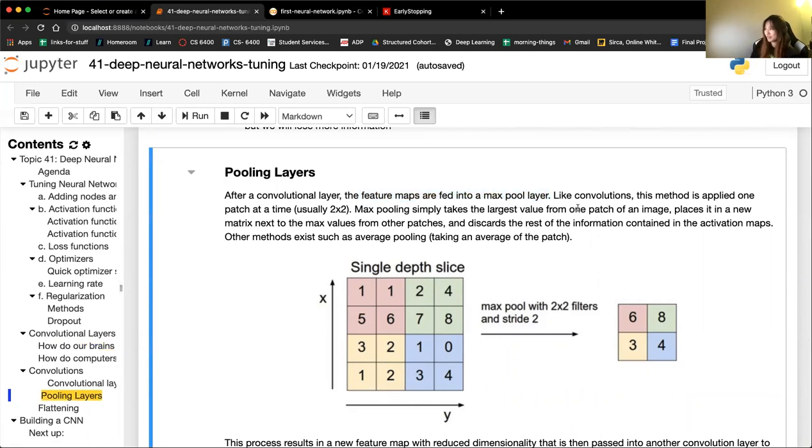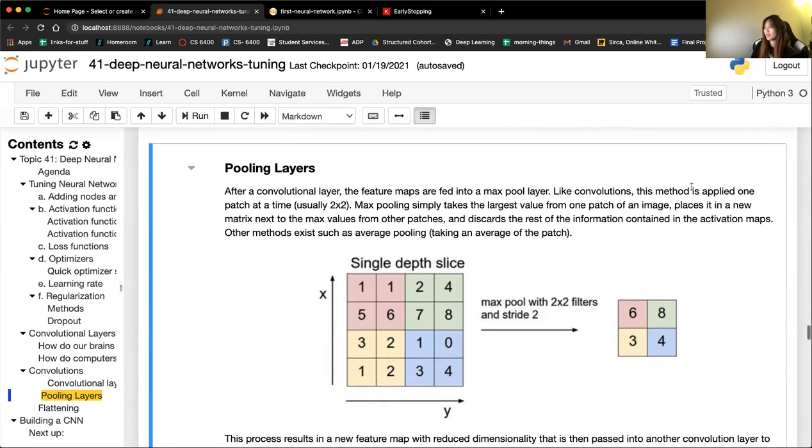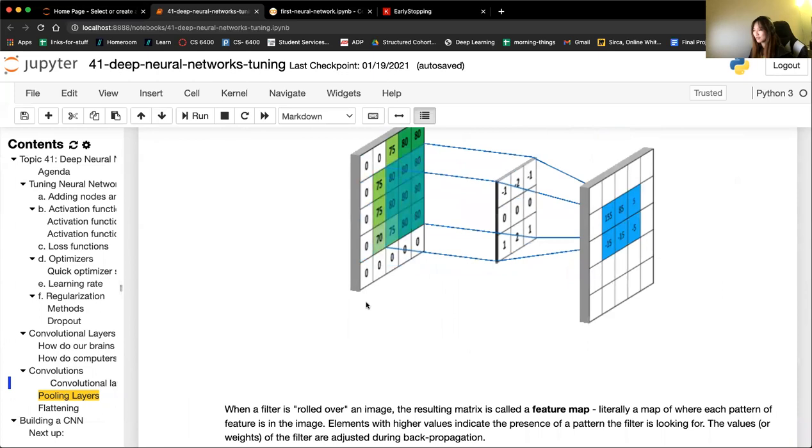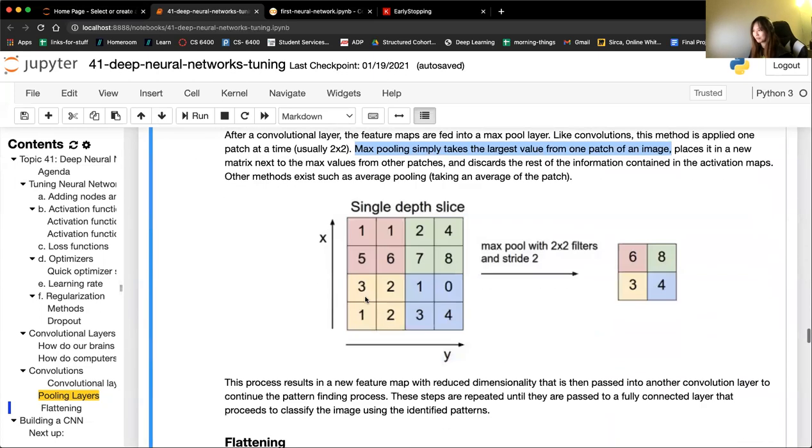But basically, like convolutions, this method is applied one patch at a time. So you again have like smaller feature maps. And then max pooling just takes the largest value from one patch of an image and then places it in a new matrix next to max values from other patches. So basically, this is the result of this. So this, for example, is your feature map.